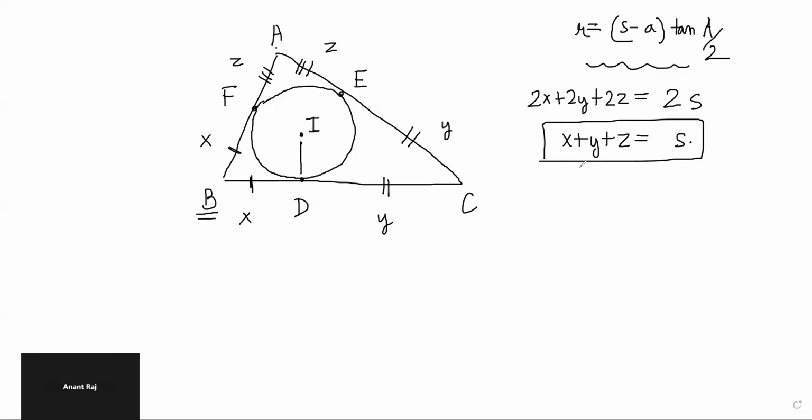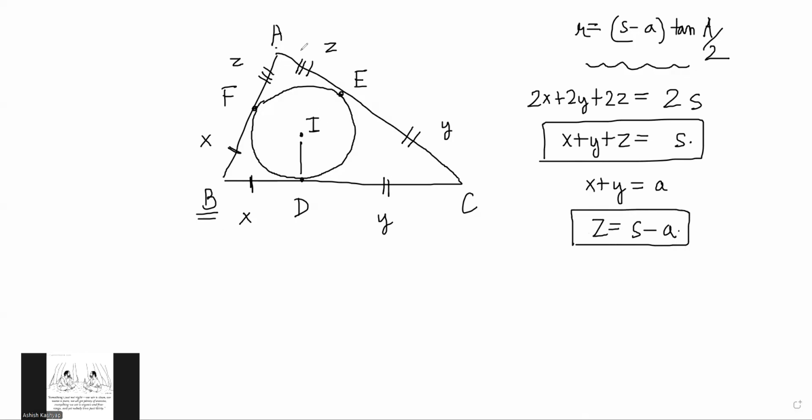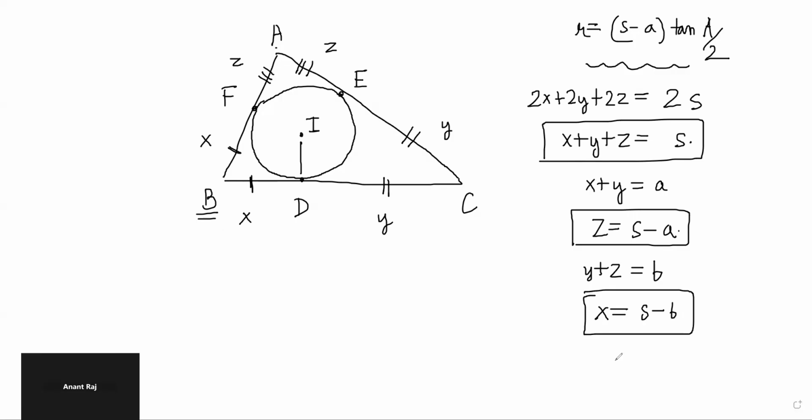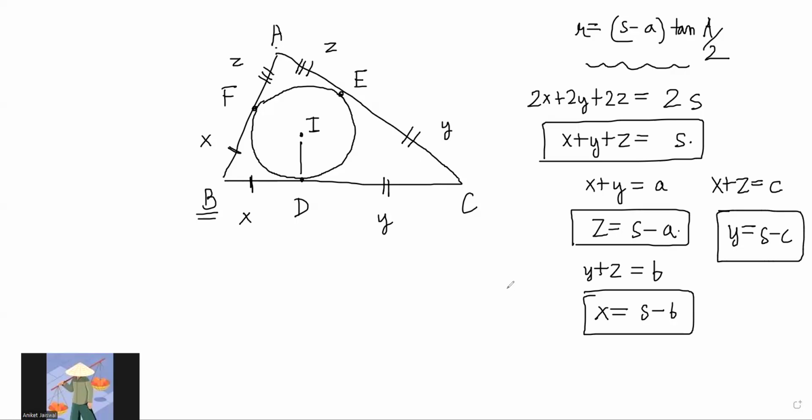Now you can also see from the diagram that x plus y is equal to c. So what is z? z is s minus c. Similarly, x plus z is equal to b, so y is s minus b. And y plus z is equal to a, so x is s minus a. Do you understand what I'm saying?